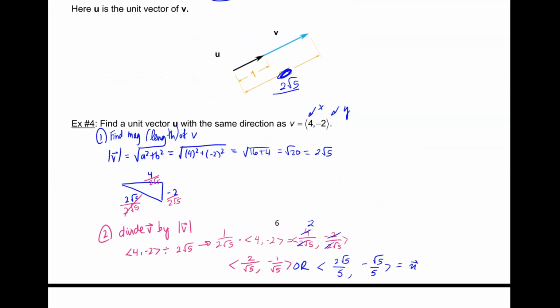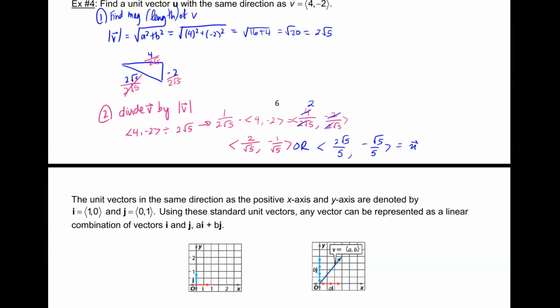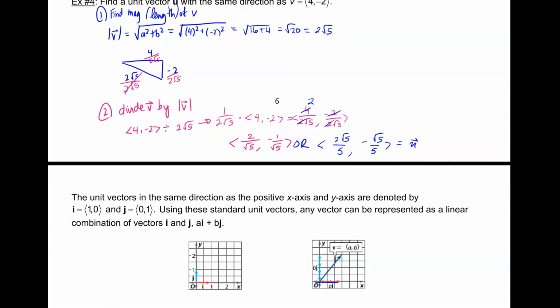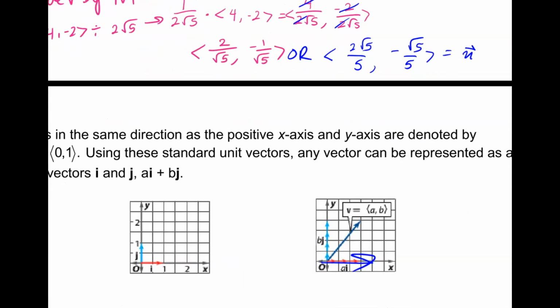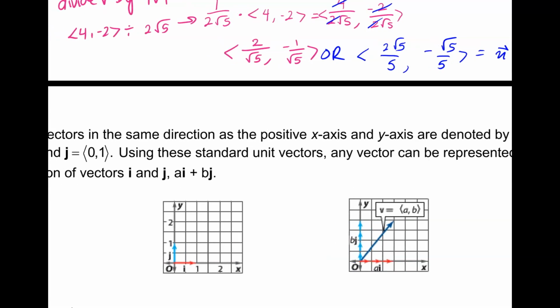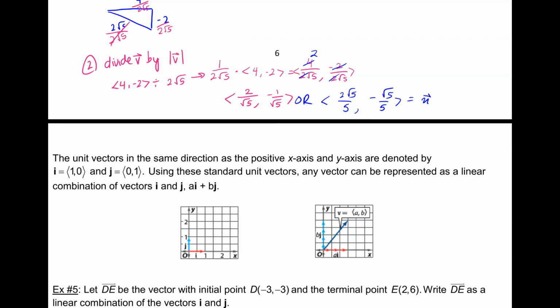So talking about unit vectors with length 1, you can have unit vectors i and j. i is a unit vector in the x direction with length 1. j is a vector only in the y direction with length 1. So you can actually use these unit vectors to represent any vector using i and j. So this is what the screencast next time will be about.